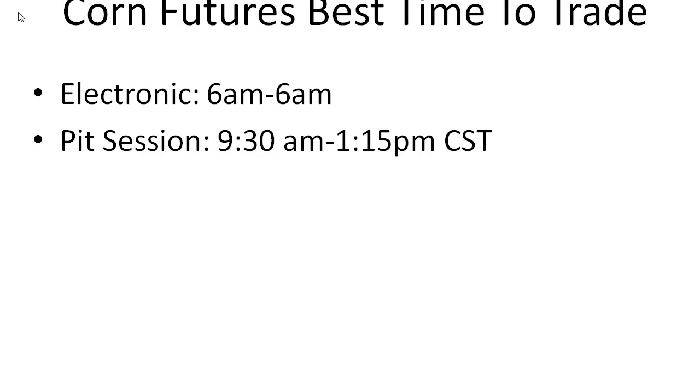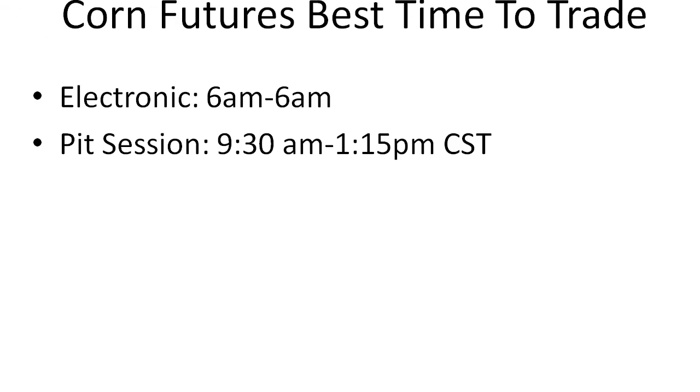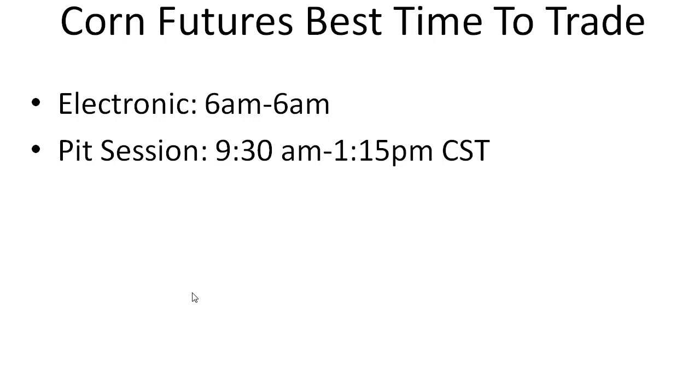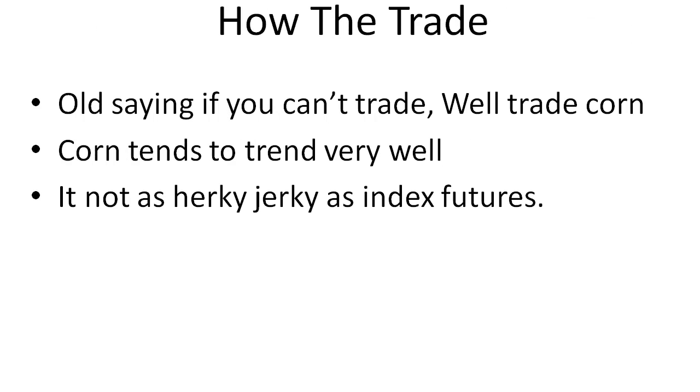All right, let's move on to when is the best time to trade them. For the corn futures, what's the best time to trade them? For the electronic market, they're open from 6 a.m. to 6 a.m. They don't trade during the weekend, so that's Monday through Friday. They'll also open up in the other session. The pit trading session would be 9:30 a.m. till 1:15 p.m. Central Standard Time. So this is the best time to trade them, from 9:30 to 1:15 Central Time. All right.